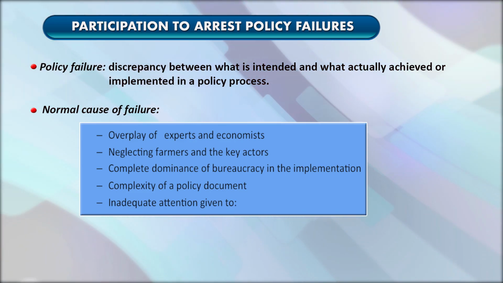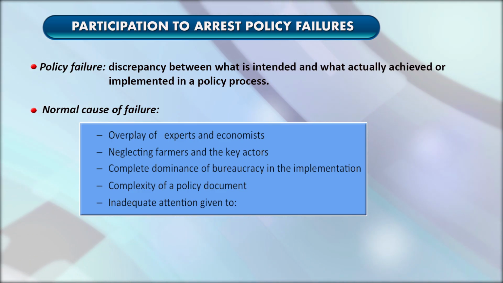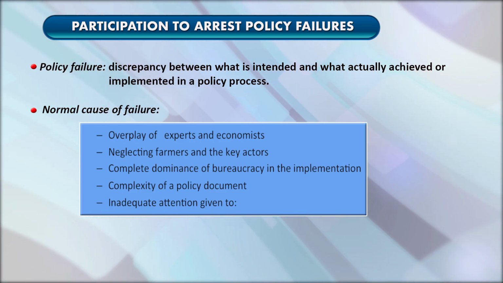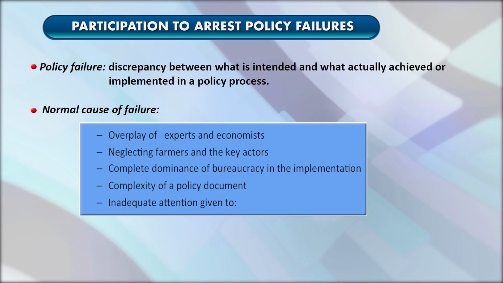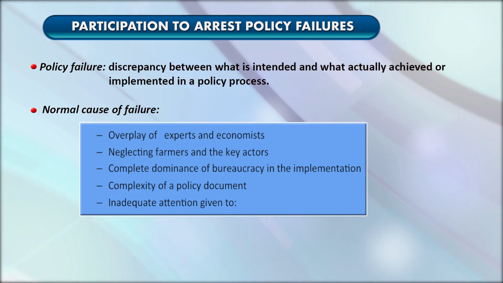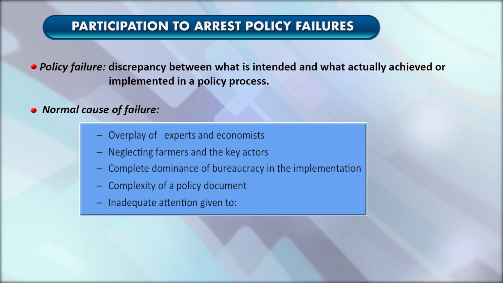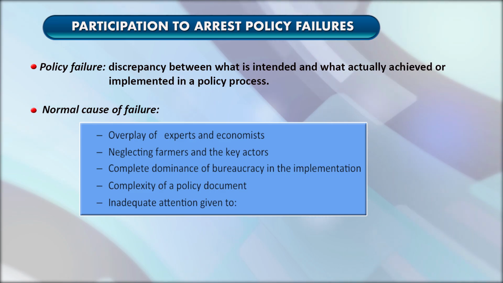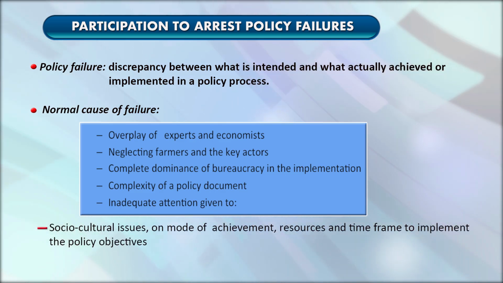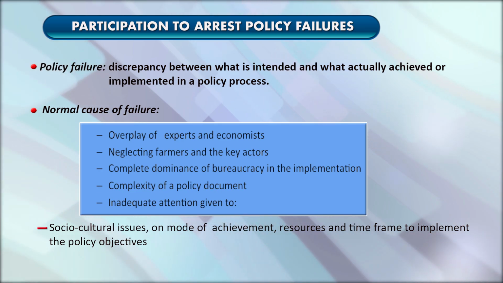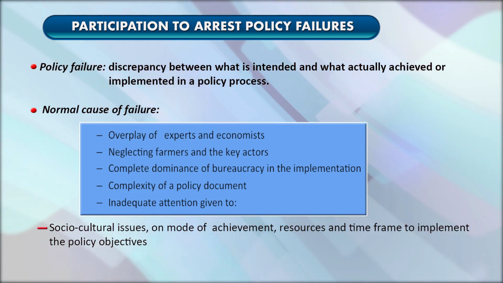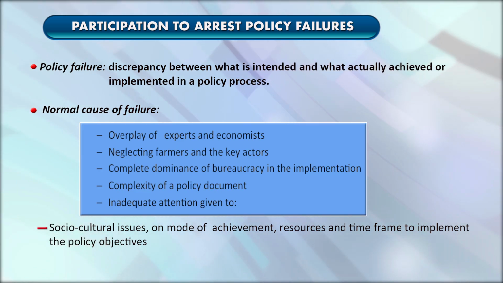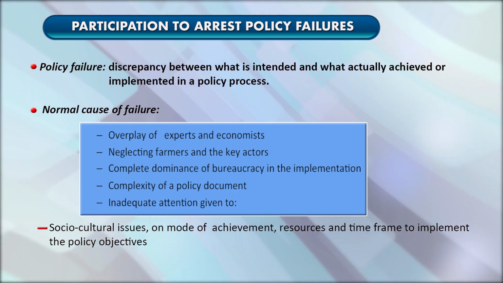Sometimes we find a complete dominance of the bureaucracy in the implementation, and we don't take the help of the grassroots, the farmers, the beneficiaries. Sometimes the document is very complex and not understandable to the implementing agency, or inadequate attention is given to the social and cultural issues of the farming or rural community. There is not much attention given to the mode of achievement, the resources and the time frame to implement the policy objectives. So these are the common reasons for policy failure.